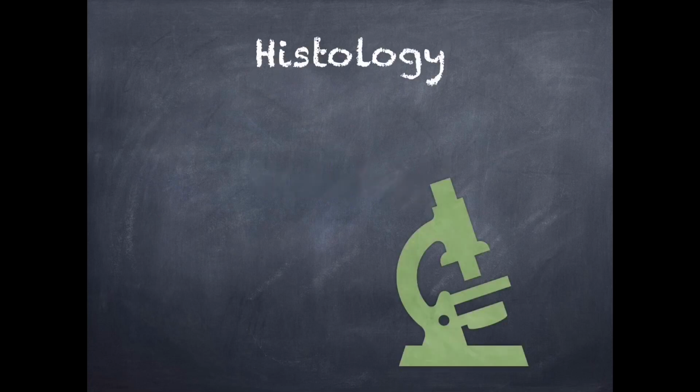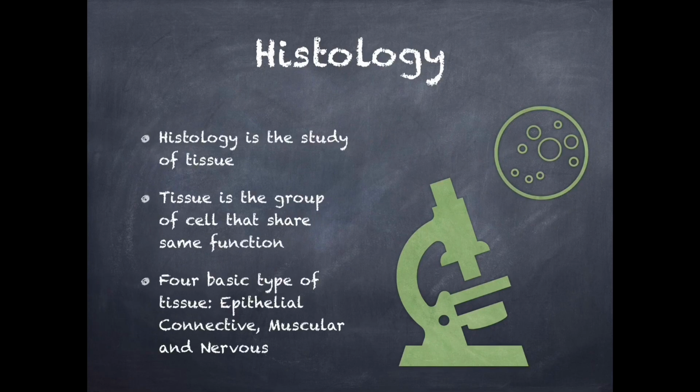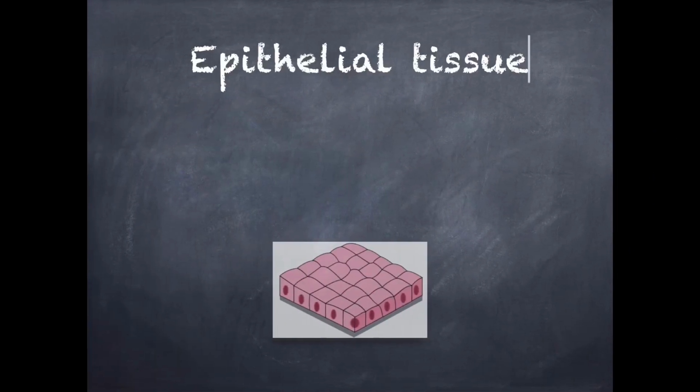Today we'll be discussing histology. Histology is the study of tissue. Tissue is the group of cells that share the same function. There are four basic types of tissue in the human body. They are epithelial, muscular, connective and nervous tissue.